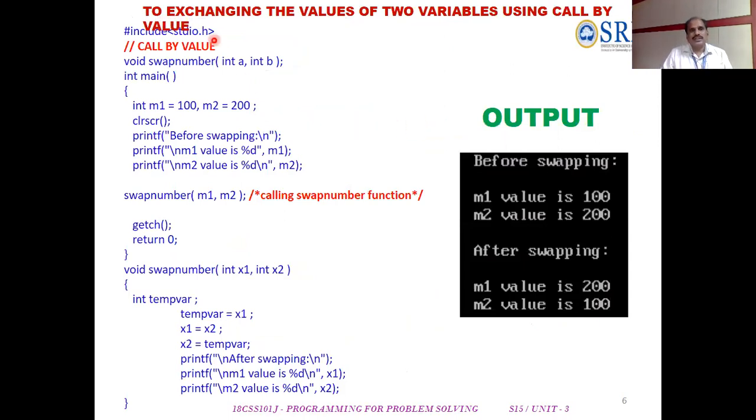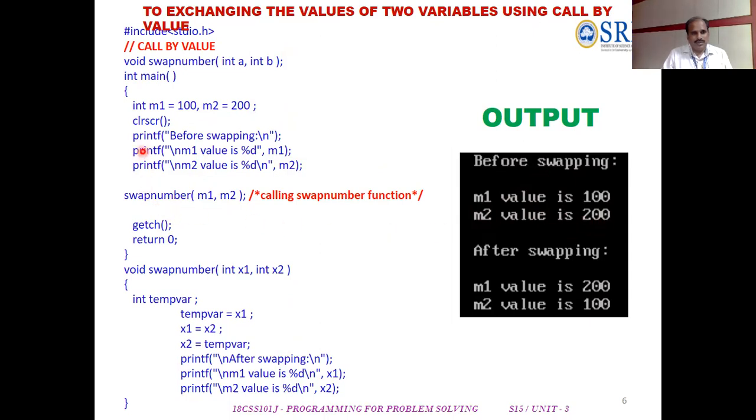This is a simple program to illustrate exchanging the values of two variables using call by value. Here we are swapping the numbers m1 comma m2. This is the actual argument or parameter. What is the value of m1? That is 100. What is the value of m2? That is 200. So before swapping, the m1 value is 100 and the m2 value is 200.